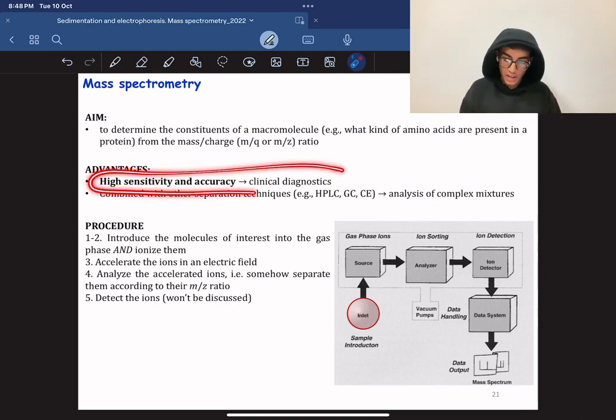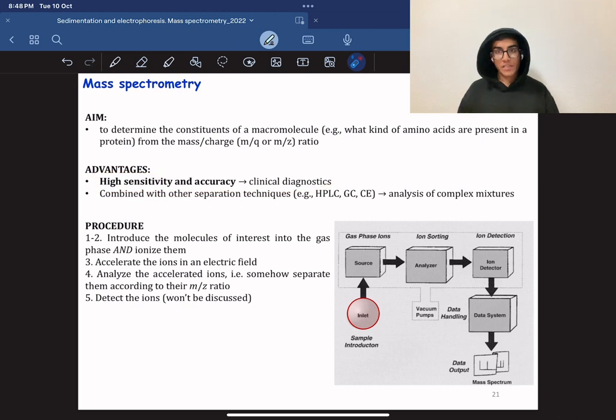Now what are the advantages of this? It's high sensitivity and accuracy. High sensitivity, we understand. Accuracy is good for everything. It's used a lot in clinical diagnostics, so that's why it applies to us. That's why we need to learn. Combined with other separation techniques, analysis of complex mixtures. Our bodies comprise complex mixtures. Understanding and studying them using this technique is easier for us, and we can analyze complex stuff. Okay? Procedure, very simple, I'll tell you now.